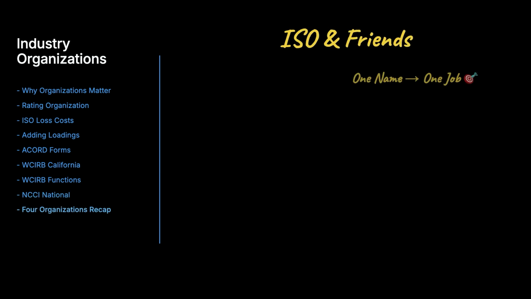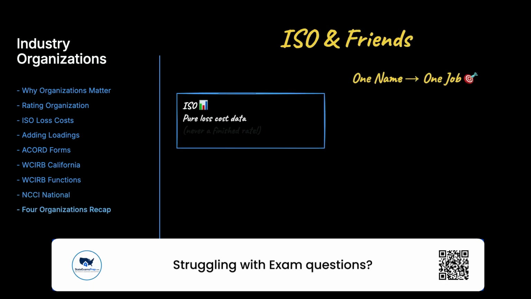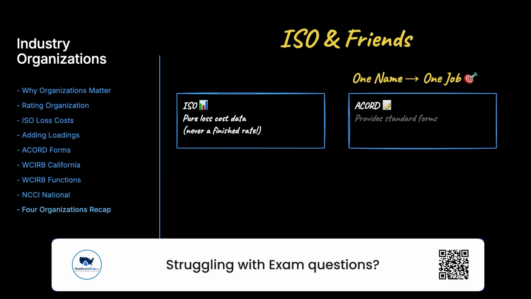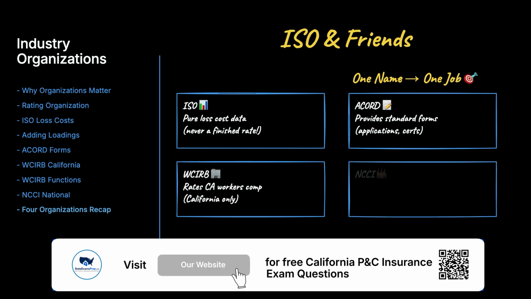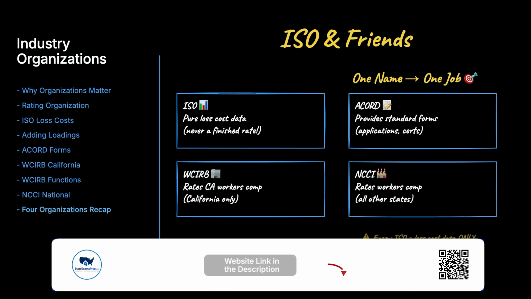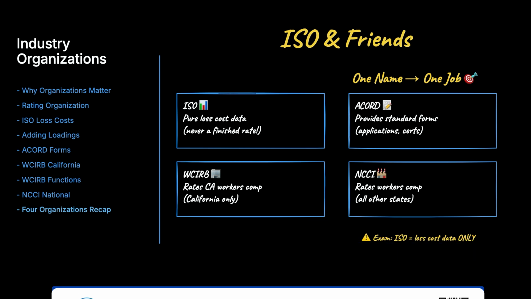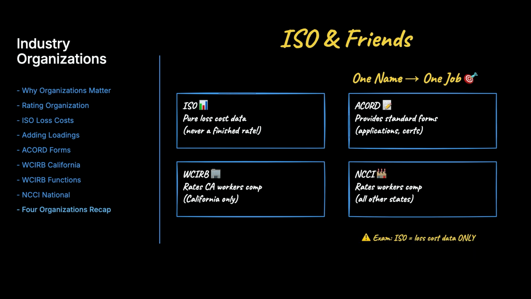Here is your exam tip. Expect a question on what data ISO provides, and the answer is pure loss cost data, never a finished rate. To remember the four players, try this. ISO gives information, ACORD gives forms, the WCIRB rates, California Workers' Compensation, and NCCI handles it nationally. One name, one job, easy points.